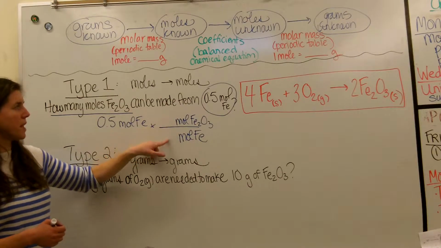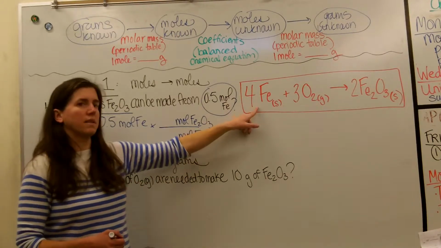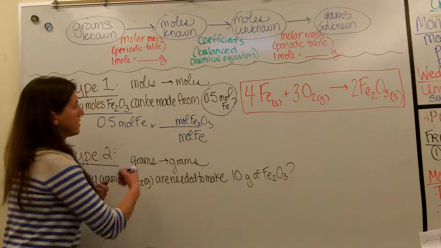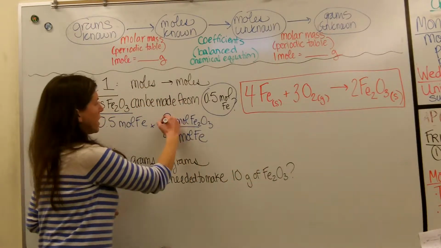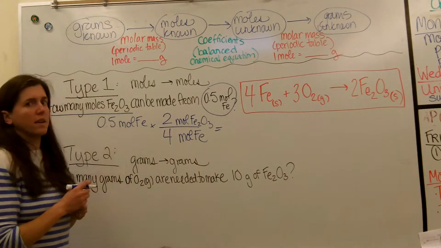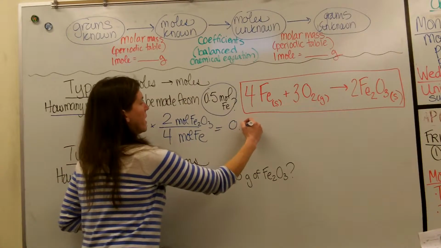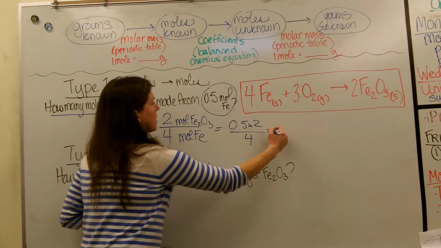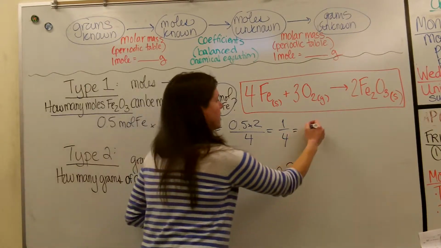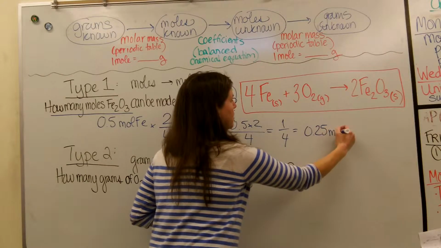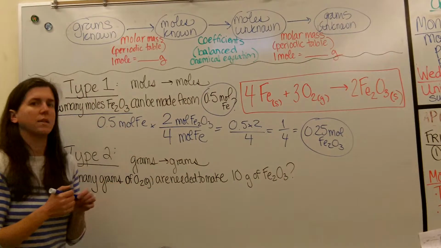Where I find the numbers to plug in is I look over here at my chemical equation. So notice that my chemical equation, my recipe, tells me I need 4 irons, so I'm going to put a 4 there, for every 2 iron oxide. So I'm going to put a 2 here. And if I plug this in my calculator, I'm going to literally do what it says here, 0.5 times 2 divided by 4. So 0.5 times 2 divided by 4. This gives you 1 divided by 4. Plug that in your calculator. When I turn it to a decimal, that's 0.25 moles of iron oxide. Okay, and that's my final answer there.